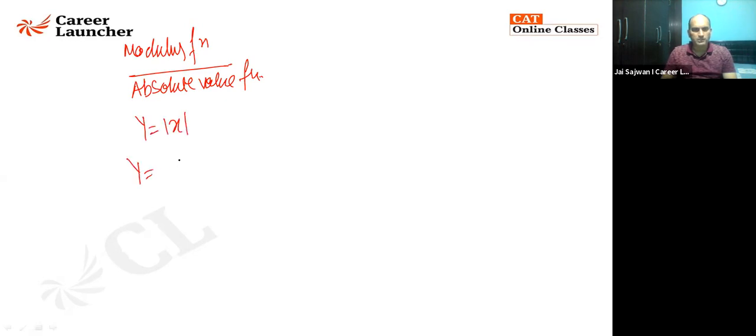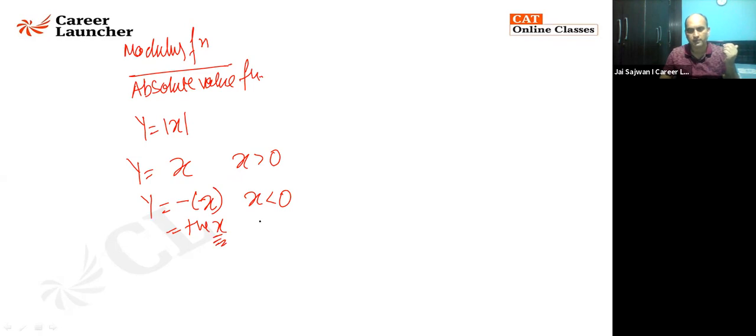I know there are two cases. If x is positive, y will be the same as x, there will be no changes. But if x comes out to be negative, and you know modulus means always positive value, if x is negative, you will attach a minus sign before it to neutralize it so that it gives you the positive value, plus of x.